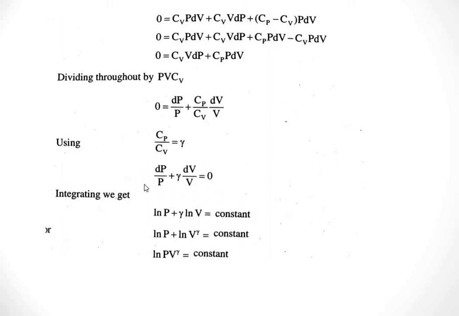So when we integrate this equation, what is dP by P? When we integrate dP by P, you will get ln P, the natural logarithm of P, plus gamma ln V, which is equal to a constant. We know that gamma ln V can be written by moving gamma to the power of V. So ln V raised to gamma is a constant. So we can rewrite this equation as ln P plus ln V raised to gamma, and from the properties of ln, multiplication gives ln of P V raised to gamma is a constant. From this expression, P V raised to gamma is a constant.